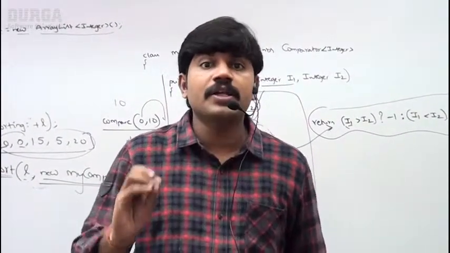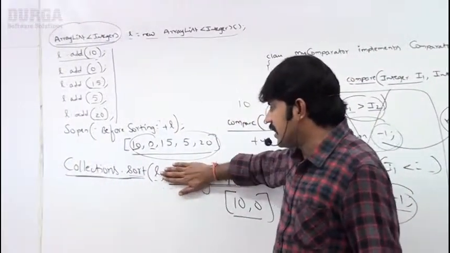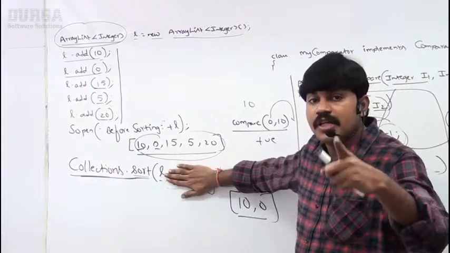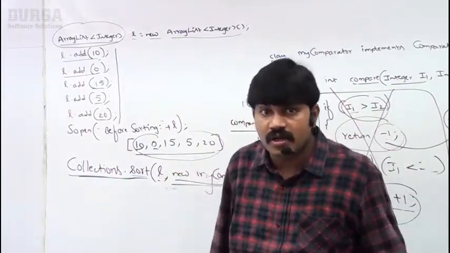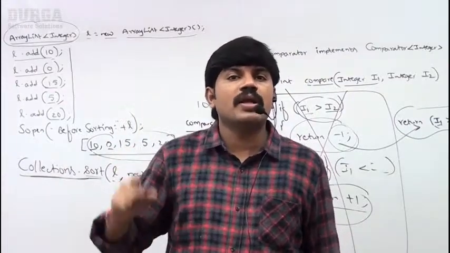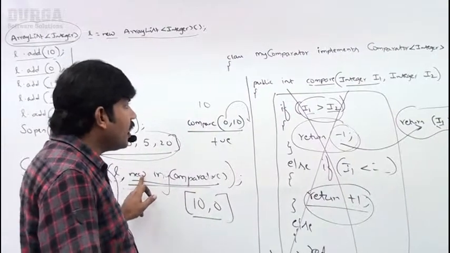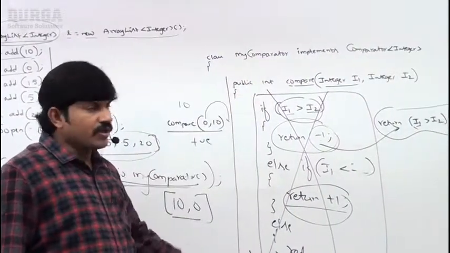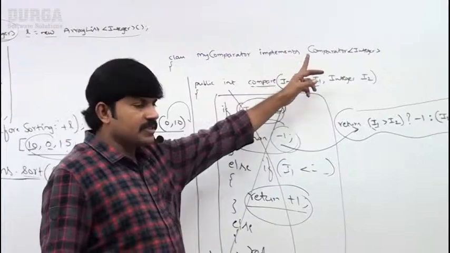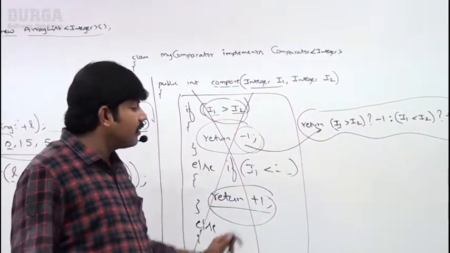If you want the default natural sorting order, then Collections.sort(L) directly without a comparator. Default natural sorting order always means ascending order for numbers. If I want my own customized sorting order like descending order, then we should go for the comparator concept. You need to write a comparator that implements the Comparator interface. What is the method we have to use? The compare method, like this, right?